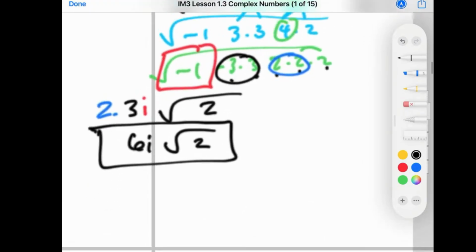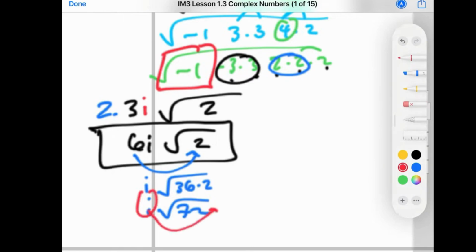Remember, if you check your answer here, the 6 goes back in, there's 2 of them. So it's not 6 times 2. That would be 36 times 2, which is 72. And if the i goes back in, well, that's just negative 1. So that would be negative 72.